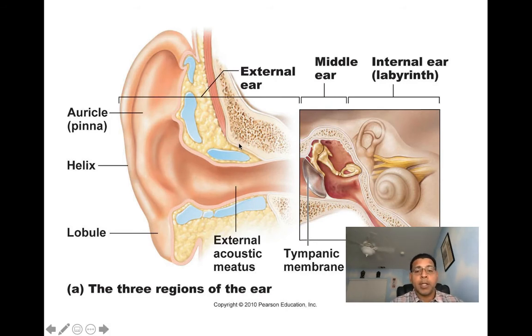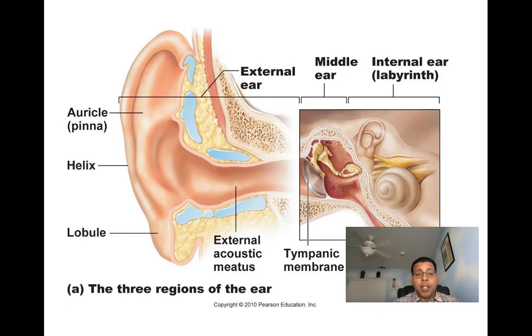Now, when we talk about the divisions, we'll look at the external ear first. Here you can see all three divisions. You've got the external ear, which, as you learned from anatomy, includes the auricle and the external acoustic meatus. Then the middle ear, the tympanic cavity, right inside of here. And last, we have the internal ear, the labyrinth. Let's talk first of the external ear, which consists of the auricle and the external acoustic meatus.